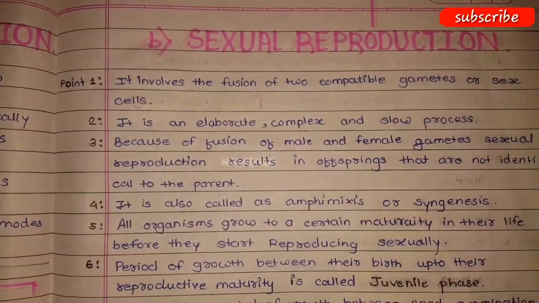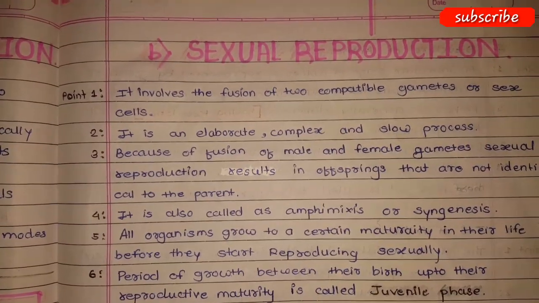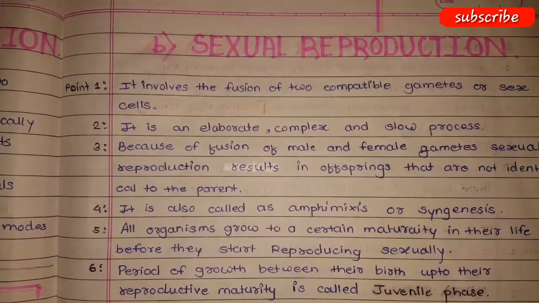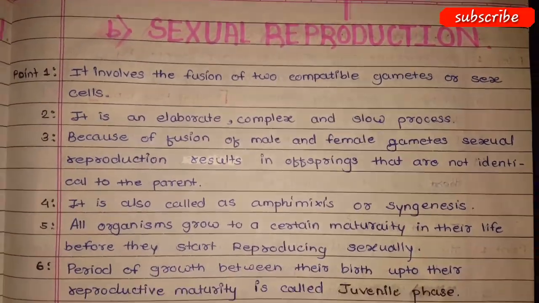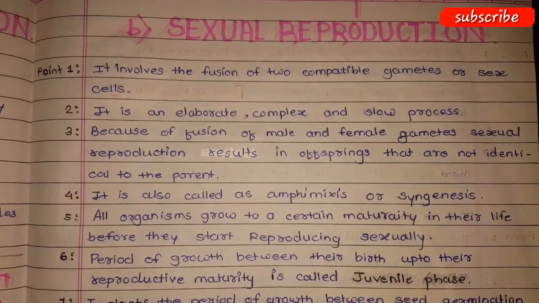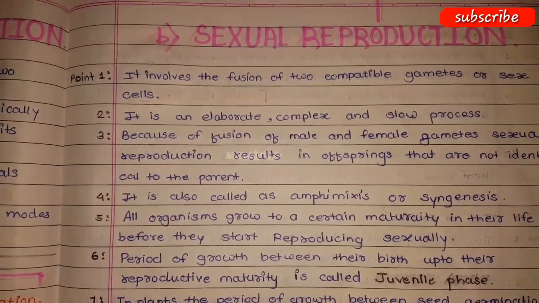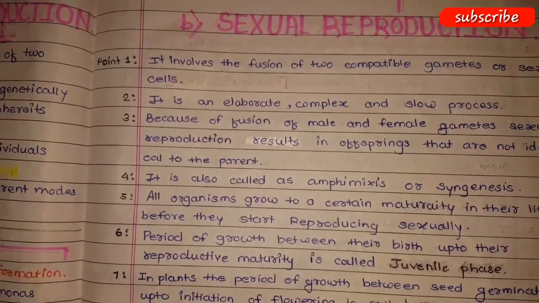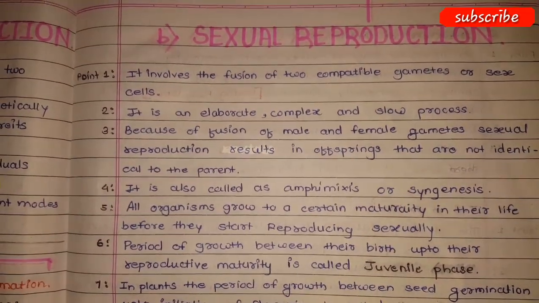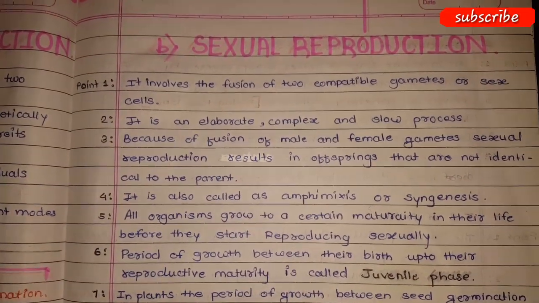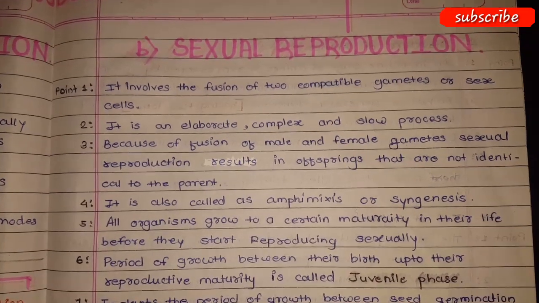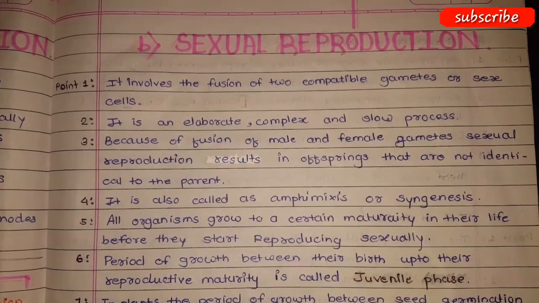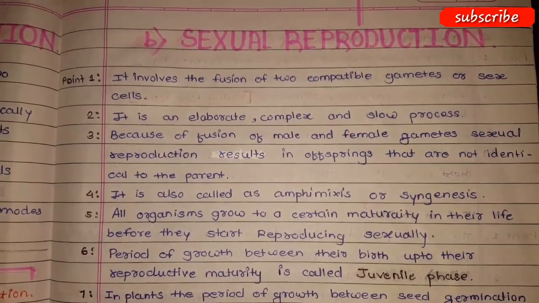Now let's move to the next point, that is sexual reproduction in plants. Point number 1, it involves the fusion of two compatible gametes or sex cells. Second, it is an elaborate, complex and slow process. Third, because of fusion of male and female gametes, sexual reproduction results in offspring that are not identical to the parent. Fourth, it is also called amphimixis or syngenesis.